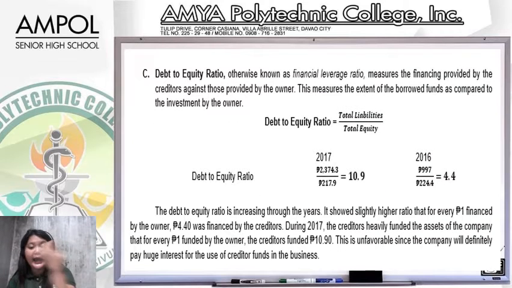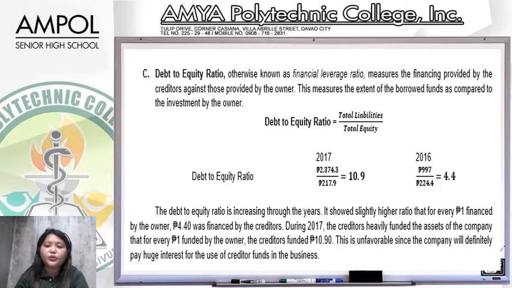Then the third is the debt to equity ratio, otherwise known as the financial leverage ratio. So this measures the financing provided by the creditors against those provided by the owner. So this measures the extent of the borrowed funds as compared to the investment of the owner. So the formula for debt to equity ratio is total liabilities over the total equity. And also, the debt to equity is increasing through the years, as we have observed in our 2016-2017 debt to equity ratio.